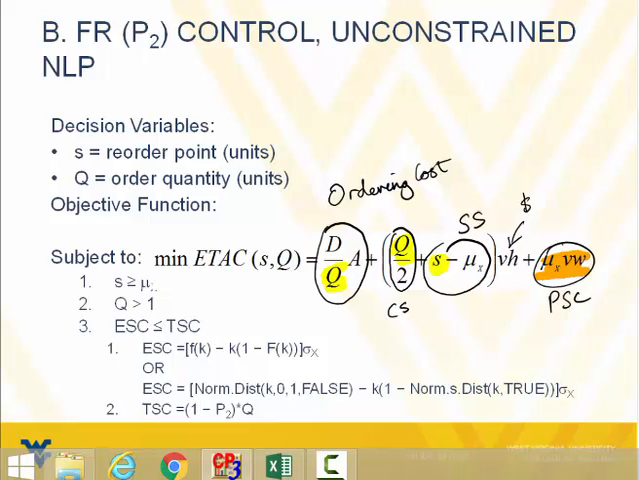And of course, yes, you have a question? Yeah, I just wrote it all out and I'm not erasing that yet. What is CS, SS? What does all that mean? That you wrote out? This is cycle stock, the average on-hand inventory. This is safety stock. And PSC is your pipeline stock.